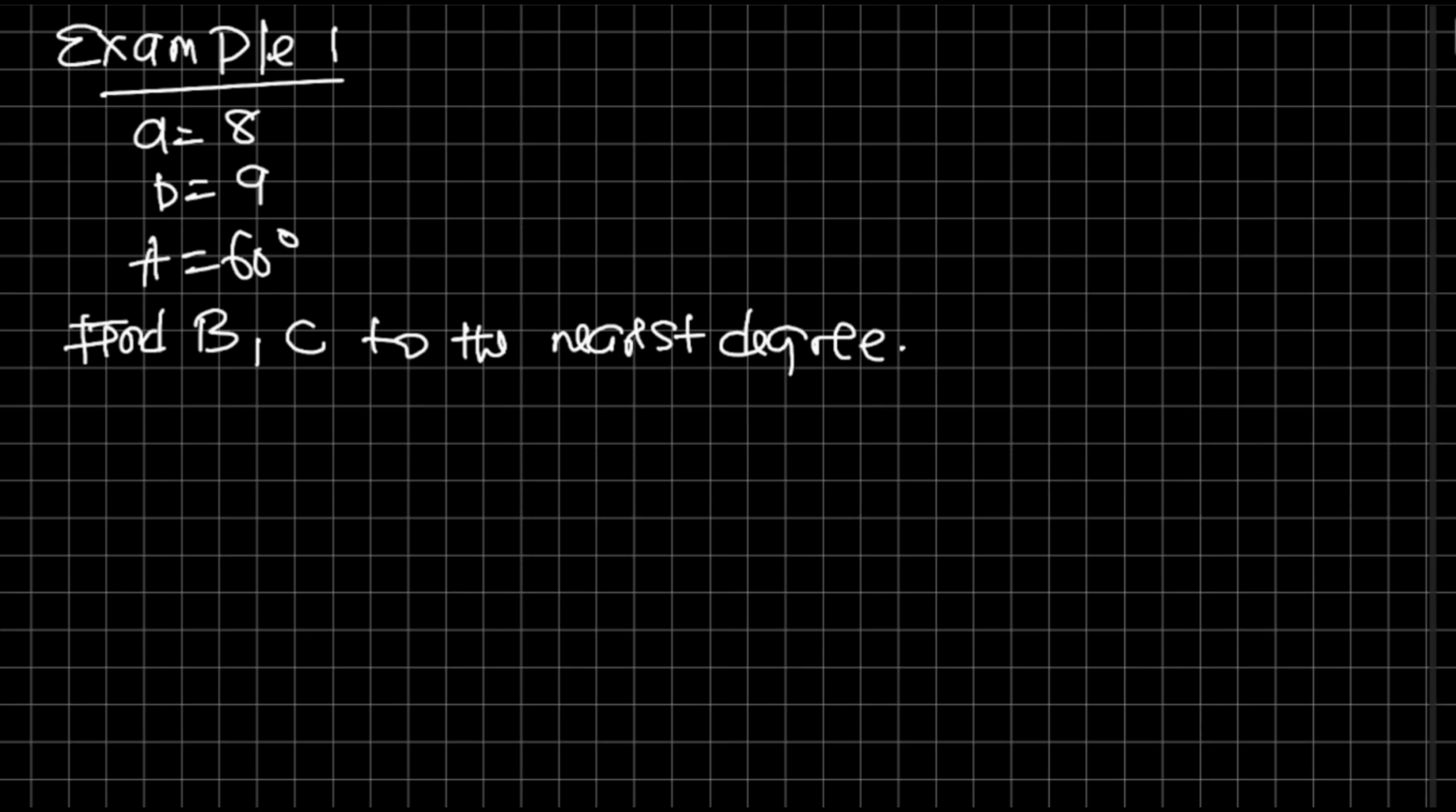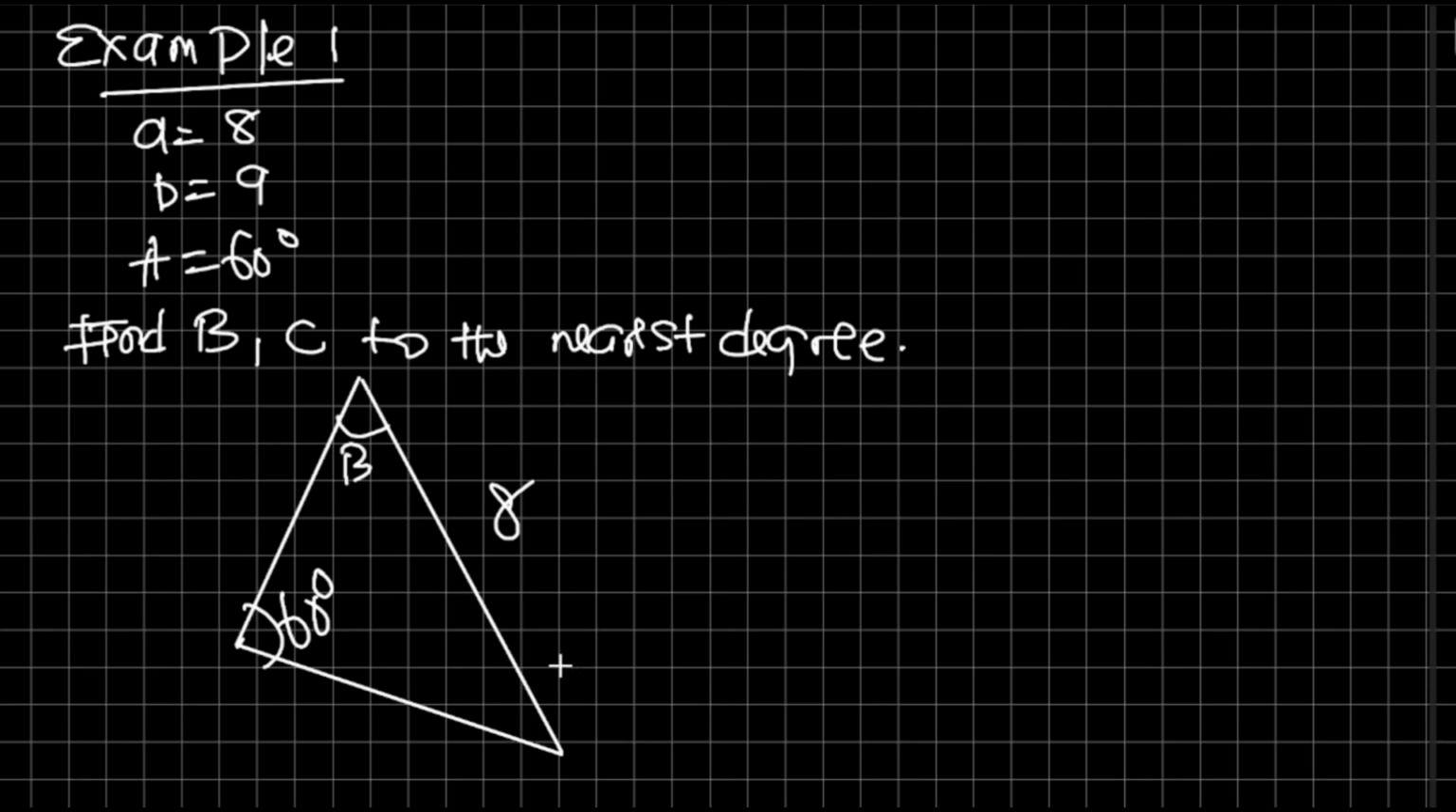So the first thing you should do is draw the diagram. Represent the information in a diagram. Which angle do we have? We have angle A, so this is 60 degrees, and the side will be 8. We don't have angle B, we don't have angle C, and then we have side b, which is 9. So can we use the sine rule? Yeah, we have two sides and one of the angles facing one of these sides. So we can use the sine rule.